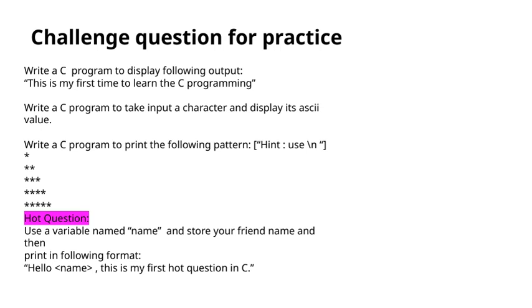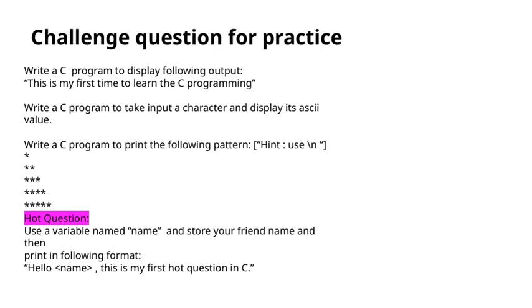Next, consider writing a program that takes a character as input and then displays its ASCII value. This introduces us to input handling and character data types in C. Remember, characters in C are stored as numbers, so converting from a character to its ASCII value is straightforward once you understand this.